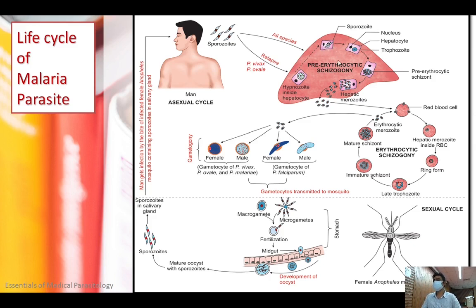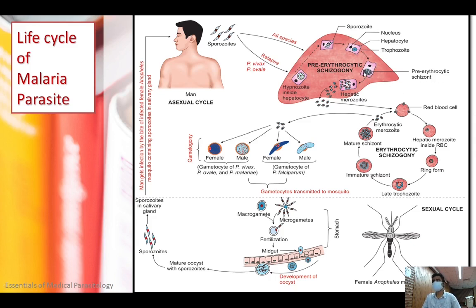Then the sporozoites transform into a trophozoite. You can see the trophozoite, there is a nucleus right here, this is the cytoplasm, and this outside is the hepatocyte. So inside one of the hepatocytic cells, this development is occurring. Now, by cell division, the parasite will begin to divide, resulting in the formation of many small parasites, which are known as the pre-erythrocytic schizonts.